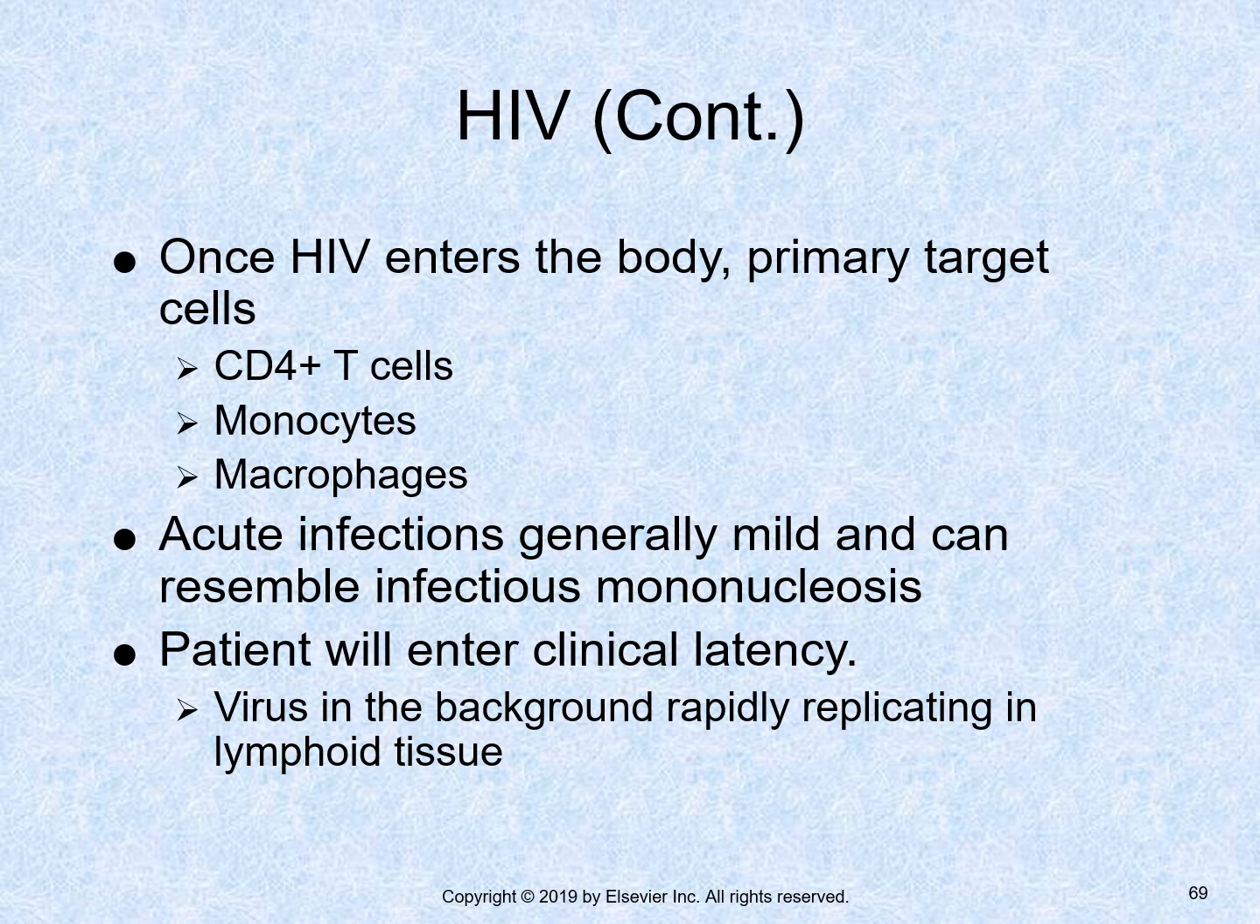Once the human immunodeficiency virus enters the body, it primarily targets cells, specifically CD4 T cells, monocytes, and macrophages. Acute infections with the virus are generally mild and can resemble infectious mononucleosis. Patients then can enter a clinical latency in which the virus is rapidly replicating in the background in lymphoid tissue.